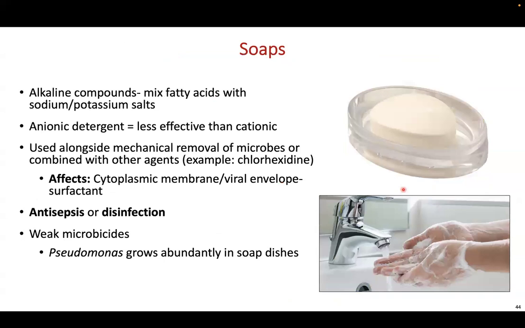So we have soaps, which we already have. These are basically alkaline compounds mixed with fatty acid, with sodium or potassium salt. They are ionic detergents which are less effective than cationics, and they are basically used along with mechanical removal of microbes. It just means if you have them, you have to mechanically move your hands or whichever surface, scrub it, just to clean, because without it they just don't clean. You have to add some mechanics to it, and then they affect the cytoplasmic membrane or viral envelopes, and they are used in the form of either antisepsis or disinfection.